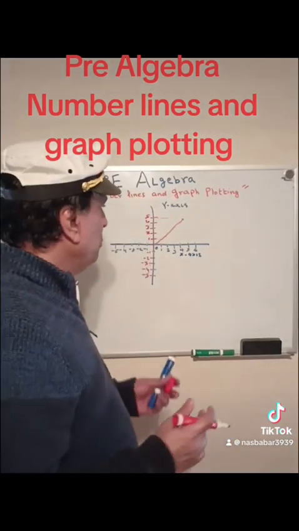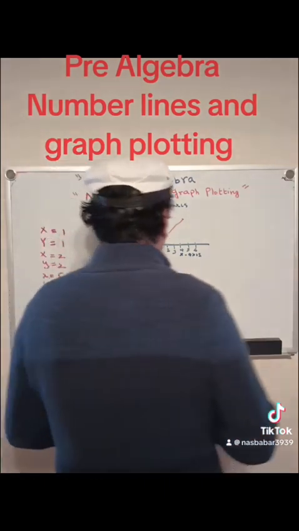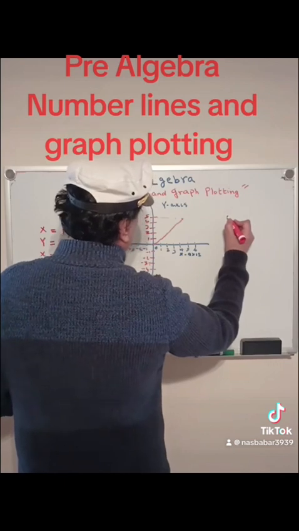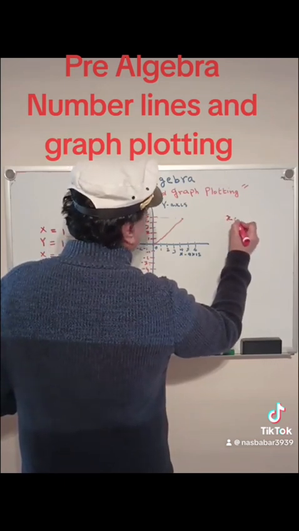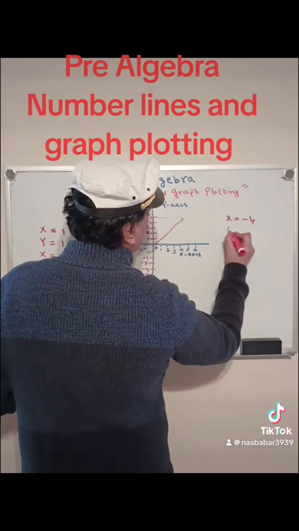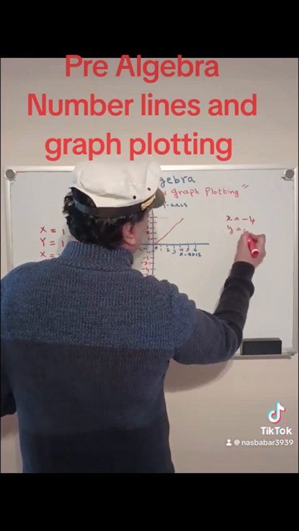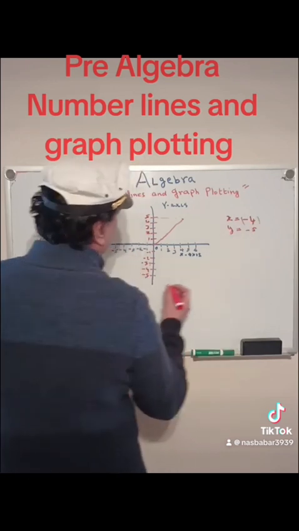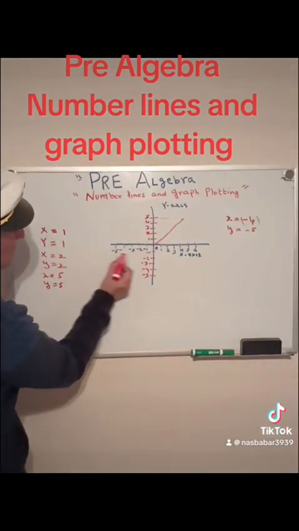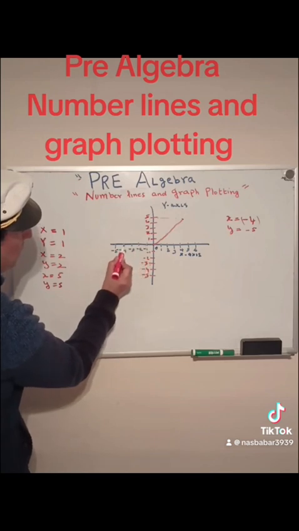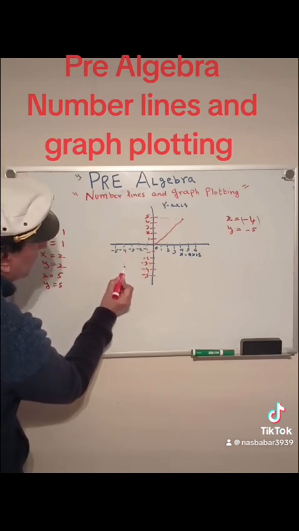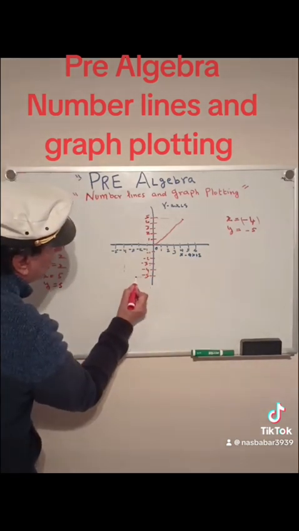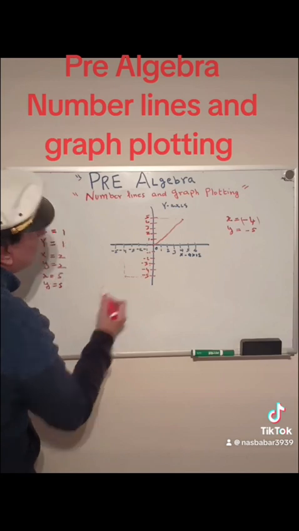Now you can change it. For example, you can say that you have x equal to -4 and y equal to -5, or -4, -5. So in this case, this is the x-axis. I'm going to go to -4. I'm going to draw a dotted line, and then y is -5. I'm going to draw a dotted line. So this is the meeting point.